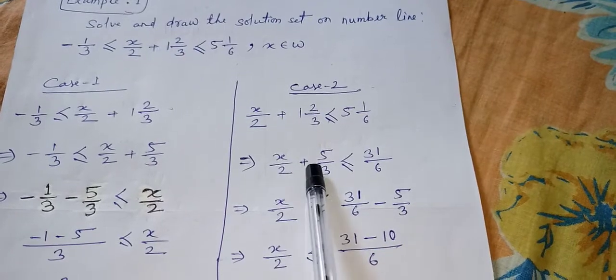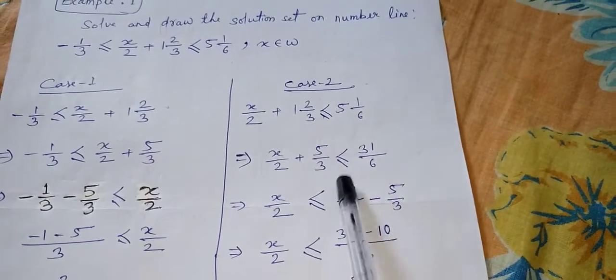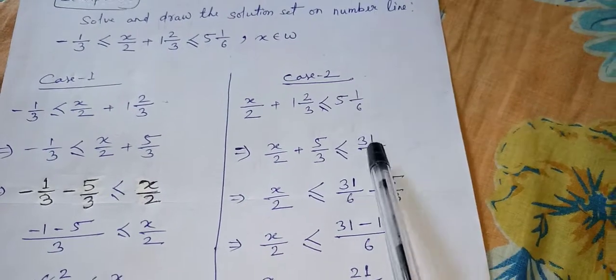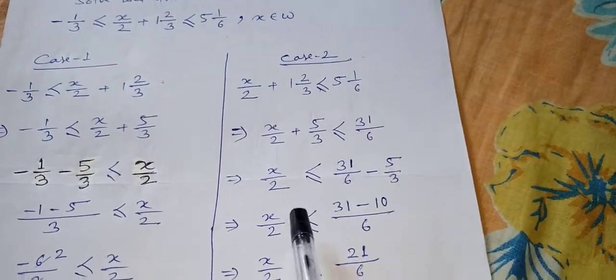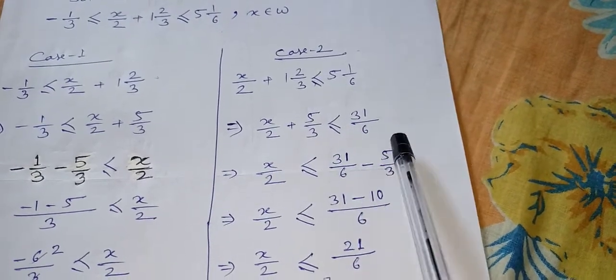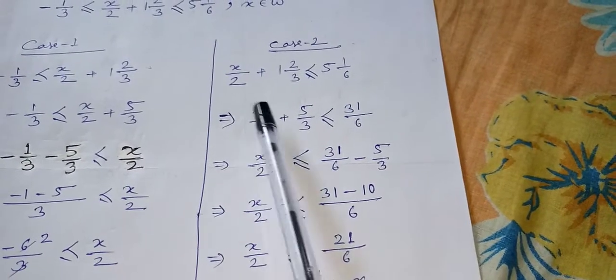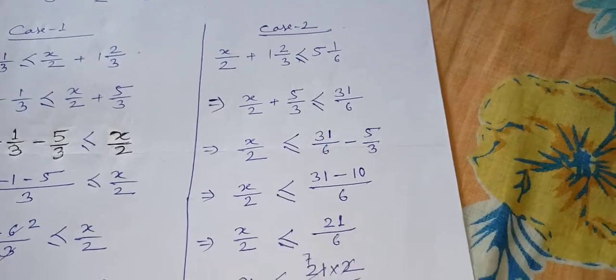x by 2 plus 3 1s are 3 plus 2, 5 by 3 is less than or equal to 5 6s are 30, 30 plus 1, 31 by 6. Now x by 2 is less than or equal to 31 by 6 minus 5 by 3. This will go to that side and become minus, because a plus number moving to this side becomes minus.